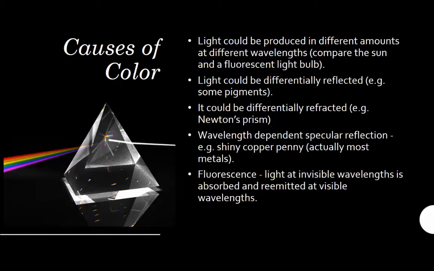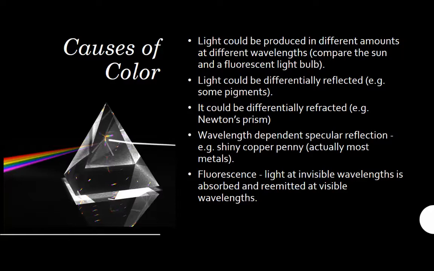Wavelength depends on specular reflection. A shiny copper penny, most metals actually, will give you pretty clean specular reflection. We'll talk more about these types of properties as we get into our next unit, going over these properties of waves. The last thing I want to introduce a little bit is fluorescence.